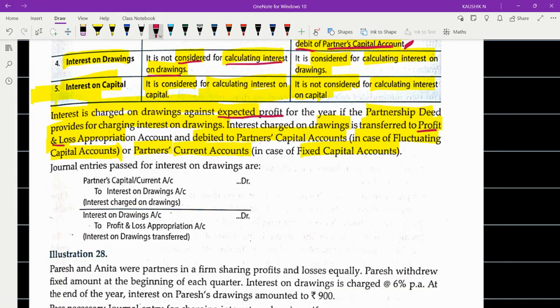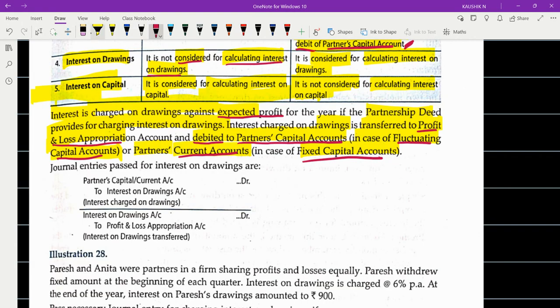And then it is shown on which side? It will be taken to the partner's capital account, on the debit side, in case of the fluctuating capital method. If you are maintaining fixed capital, it will be taken to the partner's current account, on the same debit side. Are these points clear?